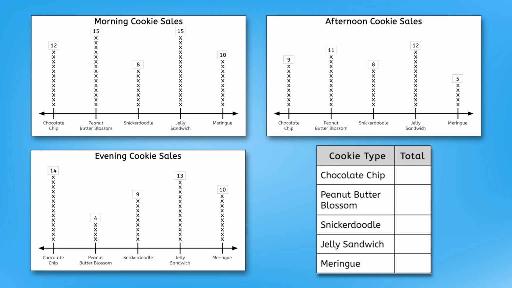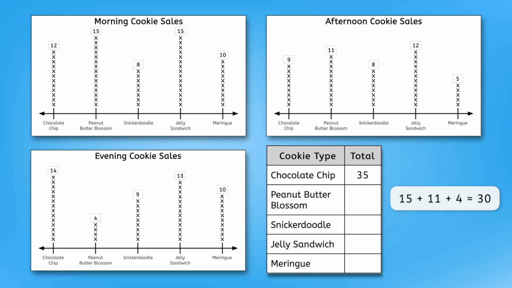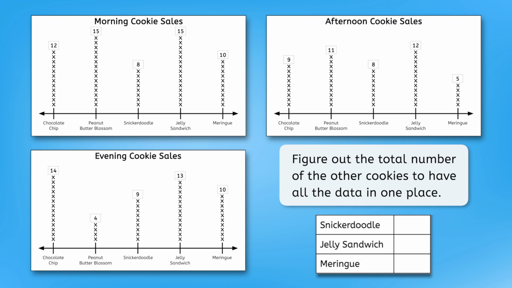Let's add the cookie data from each data sheet. 12 plus 9 plus 14 equals 35 chocolate chip cookies. And 15 plus 11 plus 4 equals 30 peanut butter blossoms. Pause here to figure out the total number of snickerdoodles, jelly sandwich cookies, and meringues so we can have all our data in one place.